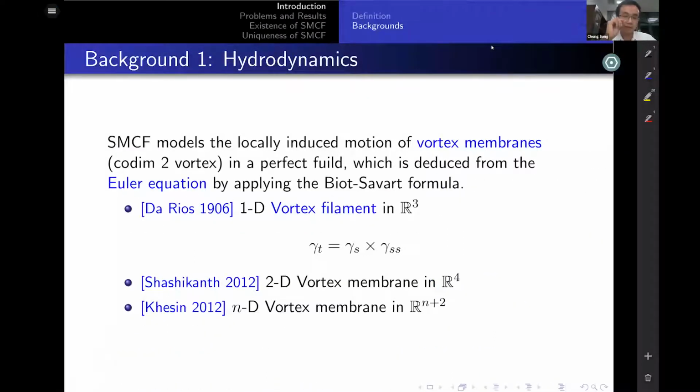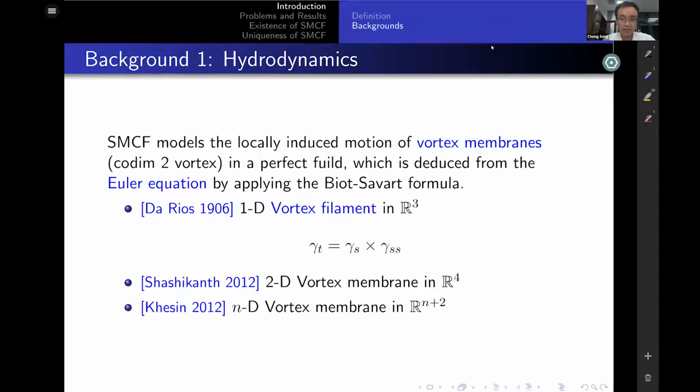So where does this Skew-Kirchhoff come from? Of course, it has the same origin as the vortex filament equation, which comes from the study of the Euler equation. And it was first discovered by Darius over 100 years ago.